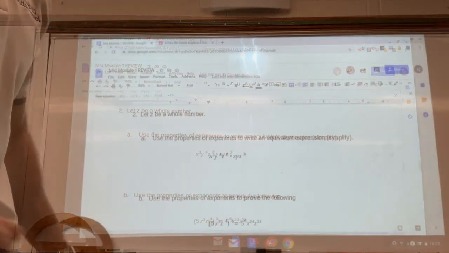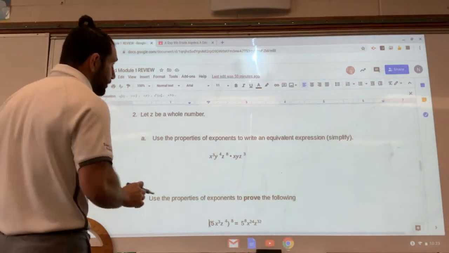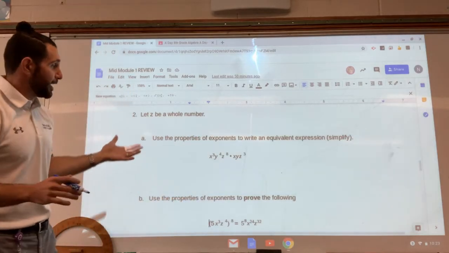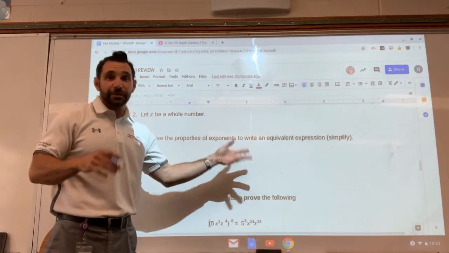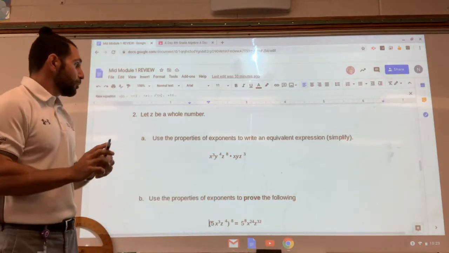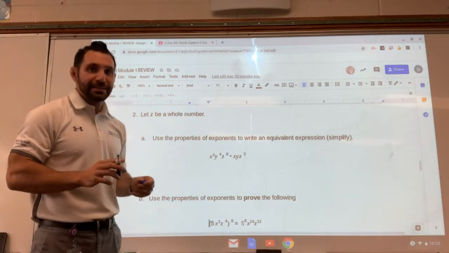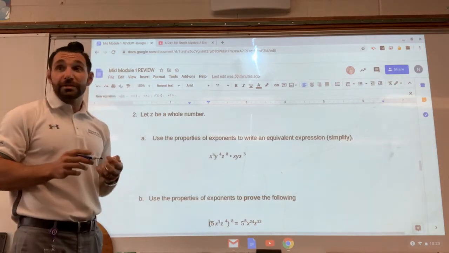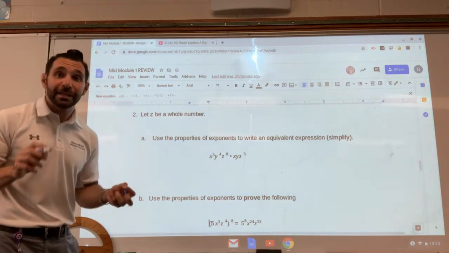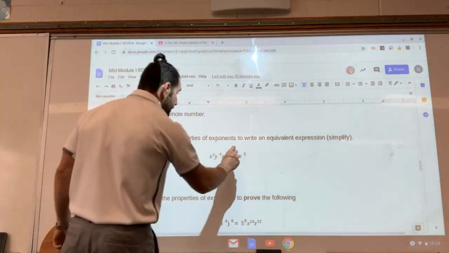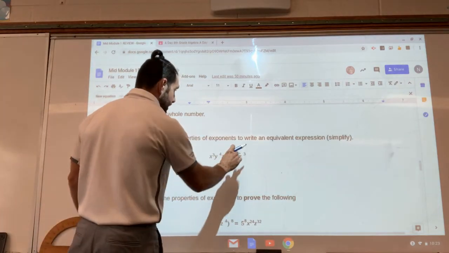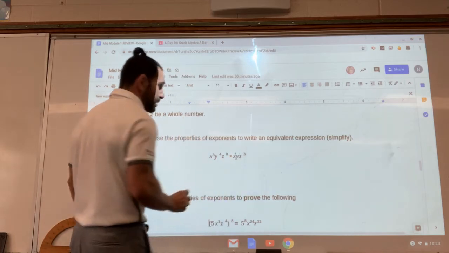Okay. So, use the property of exponents to write an equivalent expression, which really means simplify. Equivalent means it's going to look different than this, but still have the same value. Well, when I look at this, I have x to the third, y to the fourth, z to the eighth, x, y, z to the third. Well, the first thing that we need to know is everything has an exponent. The x has an exponent. The y has an exponent. Those have to be there.